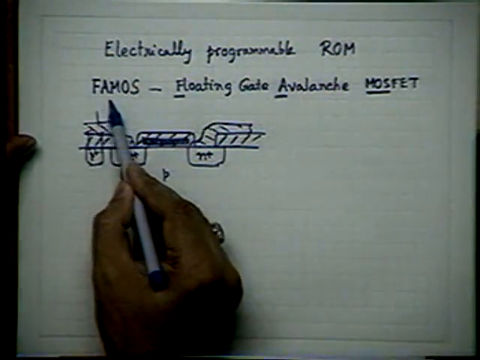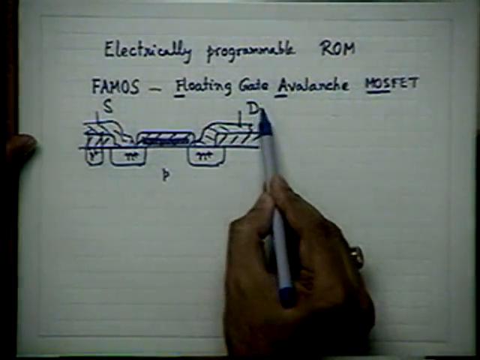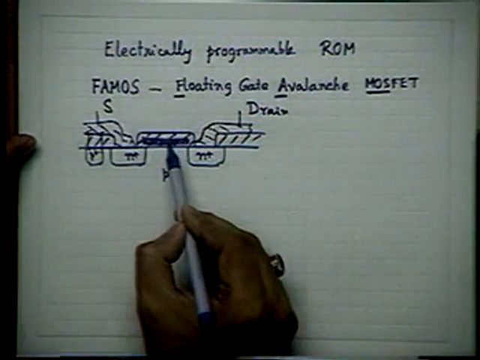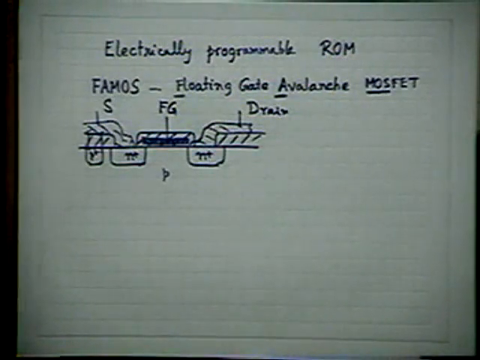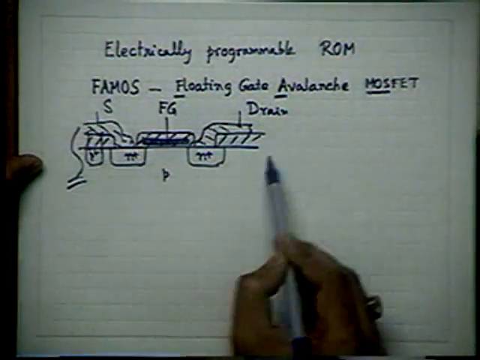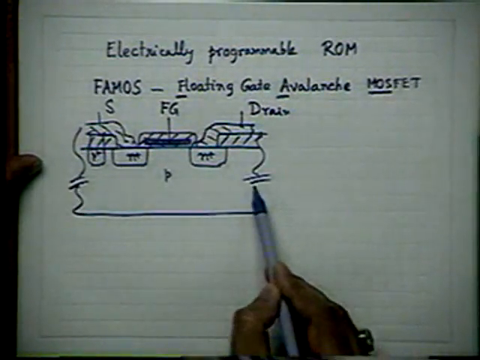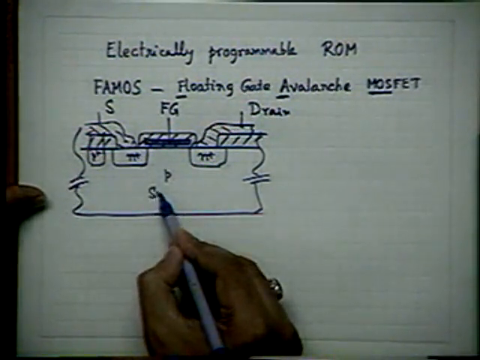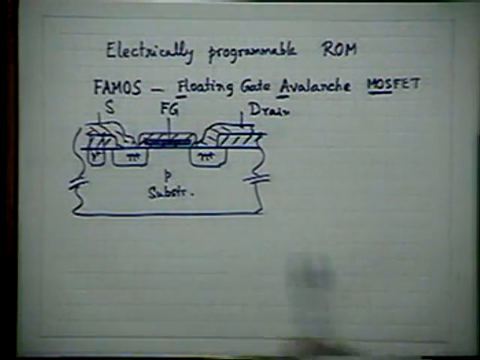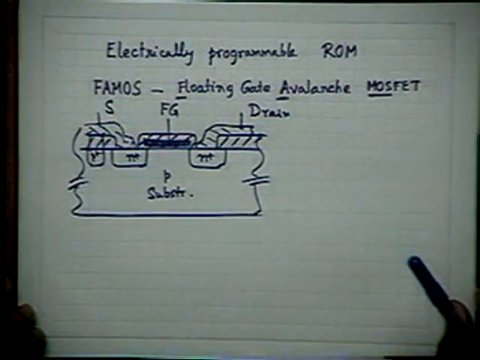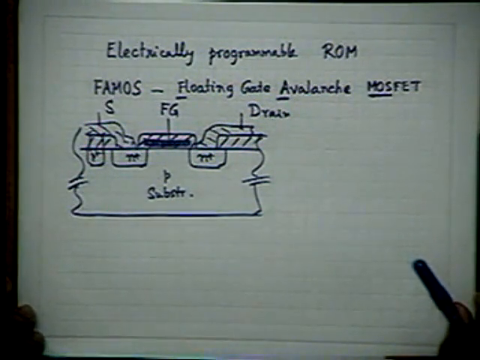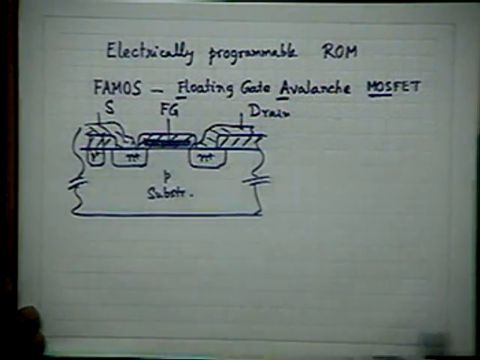Etc. This is source, this is drain, and this is the floating gate. This is floating gate. These are the ordinary N MOSFET, okay? It's an ordinary N MOSFET.